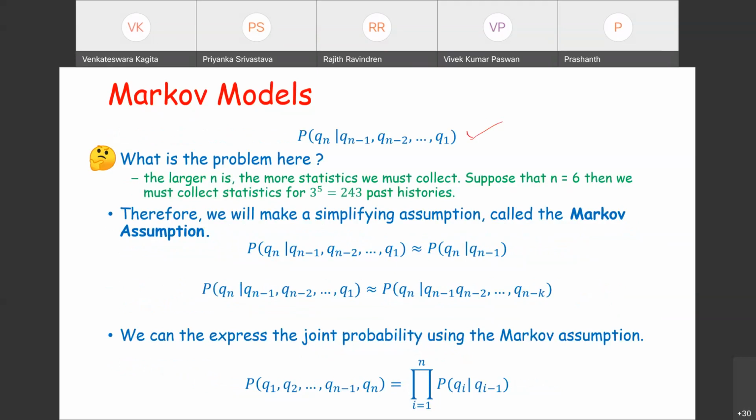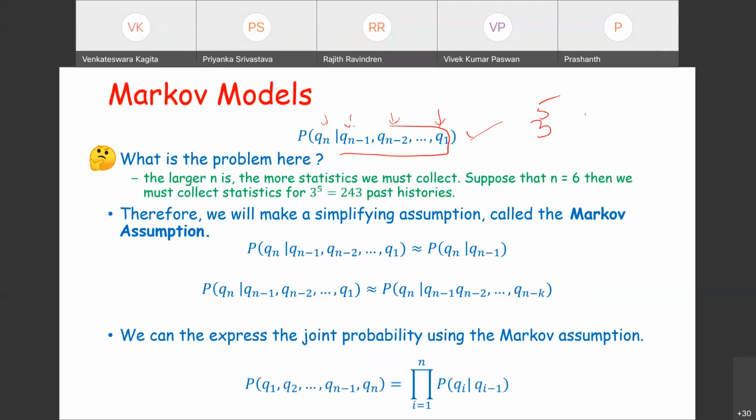What are the possible sequences if you have n days, and each state can take three different values? Each of them can take three different values and there are n such things. Let's say n is equal to 6. How many probabilities do you need to store? You need to store 3 power 5 statistics. So different possibilities are there.